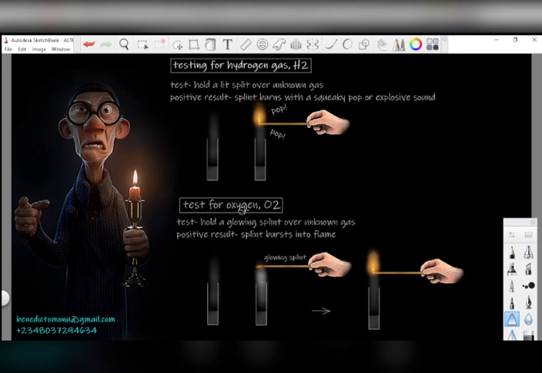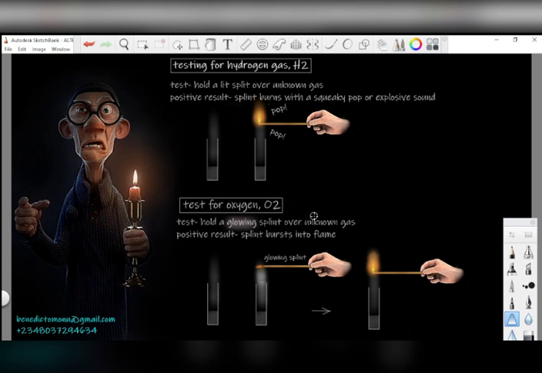The next test we're going to have here is oxygen. In the case of oxygen, you do not hold a lit splint. Instead, you hold a glowing splint. You must know the difference between a lit splint and a glowing splint. A lit splint has a flame, but a glowing splint is just the flame on it has been blown out, very much like the tip of a lit cigarette. When it's blown out, it's like amber red.